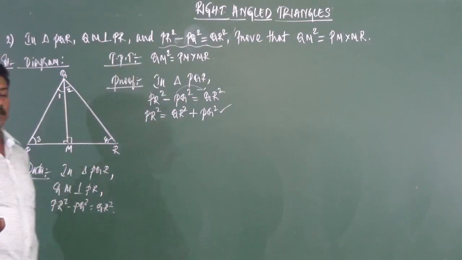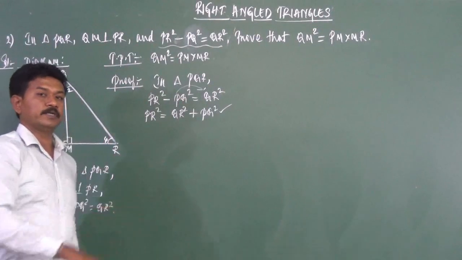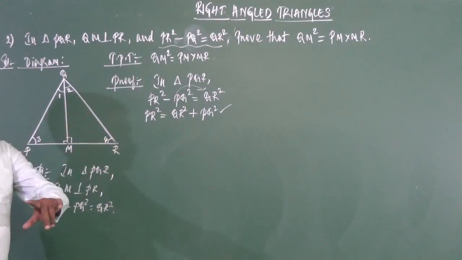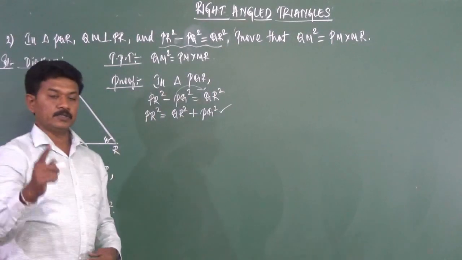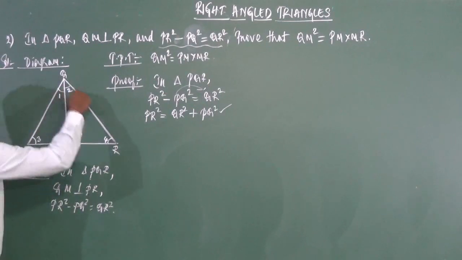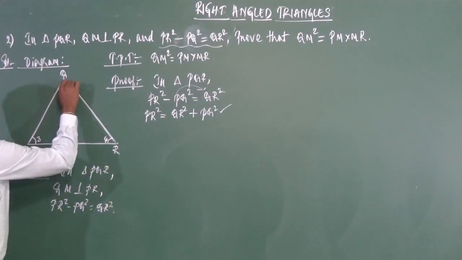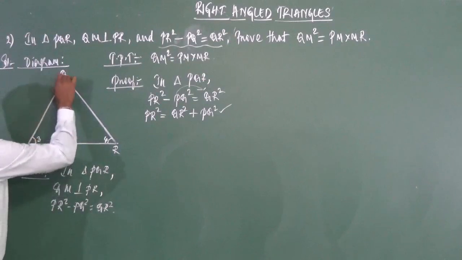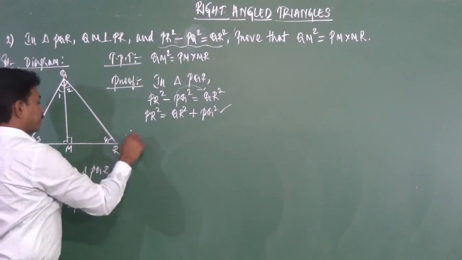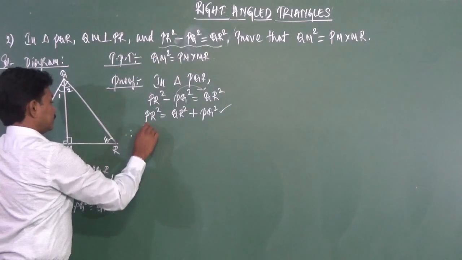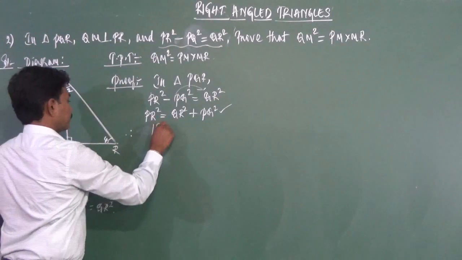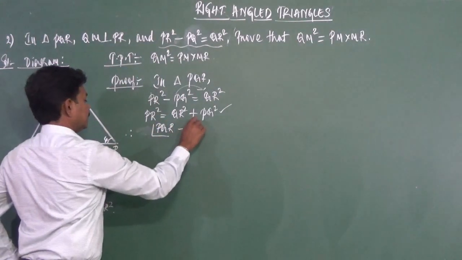So if a square on one side of a triangle is equal to the sum of the squares on the other two sides of the triangle, then those two sides should contain the right angle, according to the converse of Pythagoras theorem. So therefore PQ and QR should contain the right angle. So angle PQR will be equal to 90 degrees. So therefore angle PQR is equal to 90 degrees.